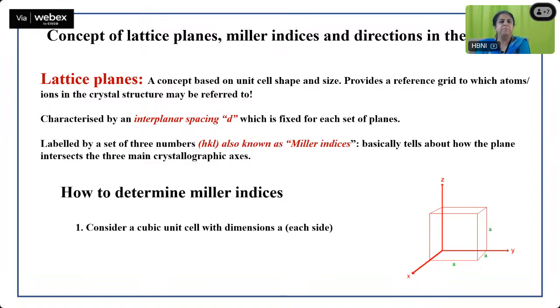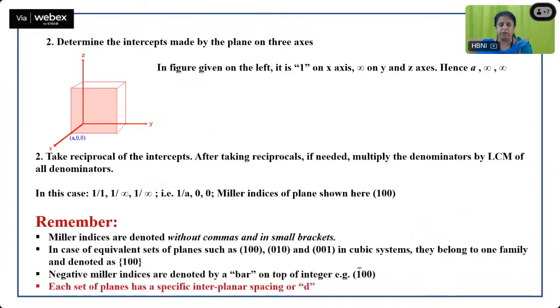So how do we determine the Miller indices of a plane? A very simple thing. I'm sure most of you would have done it, but let's give it a quick revision. Consider a cube of side a, so a is equal to b is equal to c. All of them are a because it is a cubic unit cell.